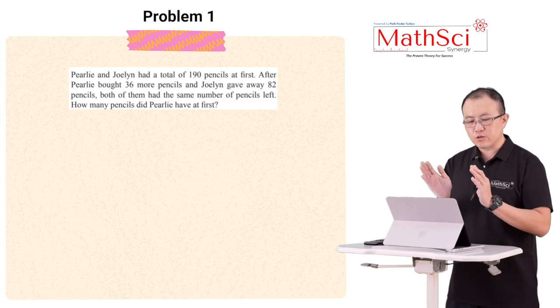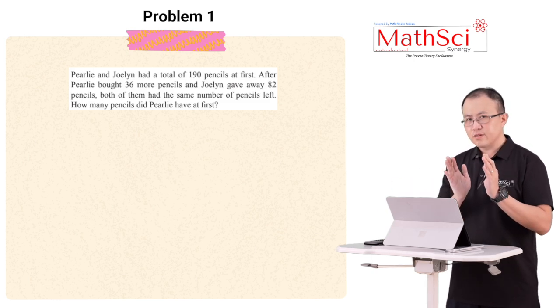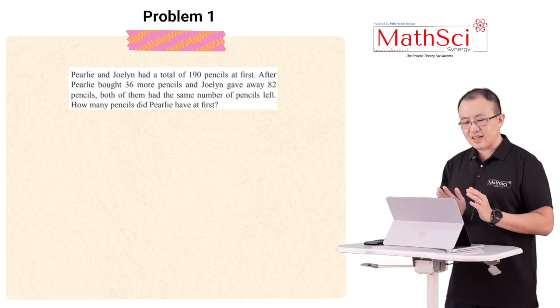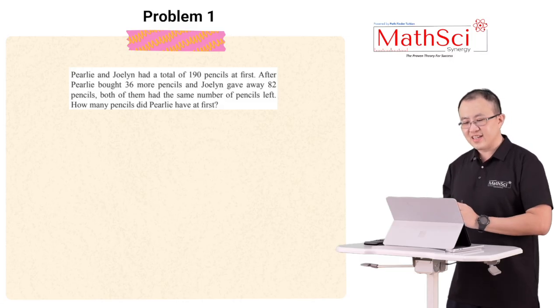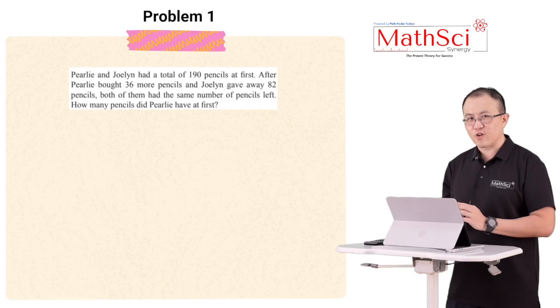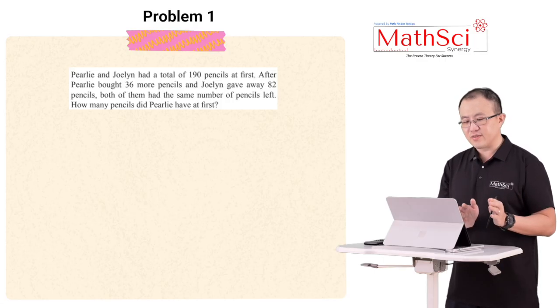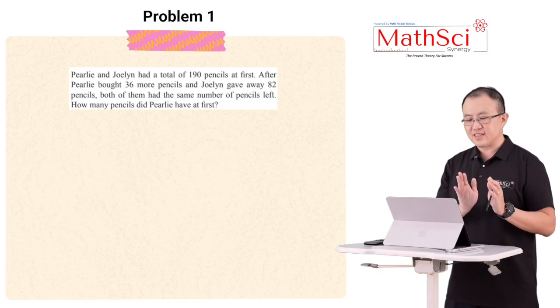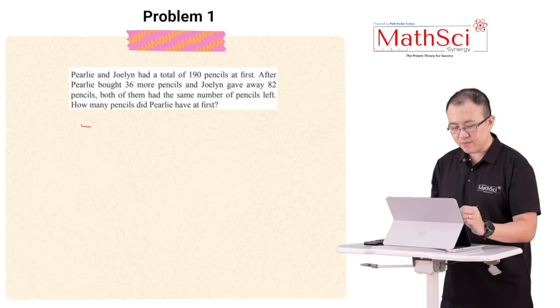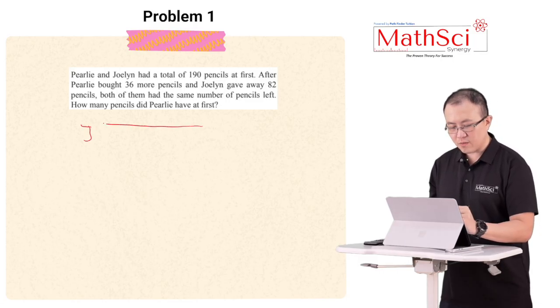The thing is that we don't know who has more, but if you think about it, if someone has given pencils away and then ends up with the same quantity as someone who has bought some pencils, then intuitively you might know that Jolene is the one that has more pencils at the start. So I'm going to write a J, going to draw a model.